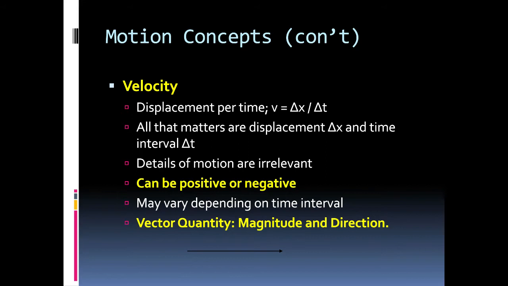If you write the change in velocity, delta v can be positive, negative, or 0. Just like the velocity can be positive, negative, or 0. It may depend on the time interval, and it is a vector quantity. Magnitude plus direction. There are many ways to express direction, and we'll talk about that as we go through the course.